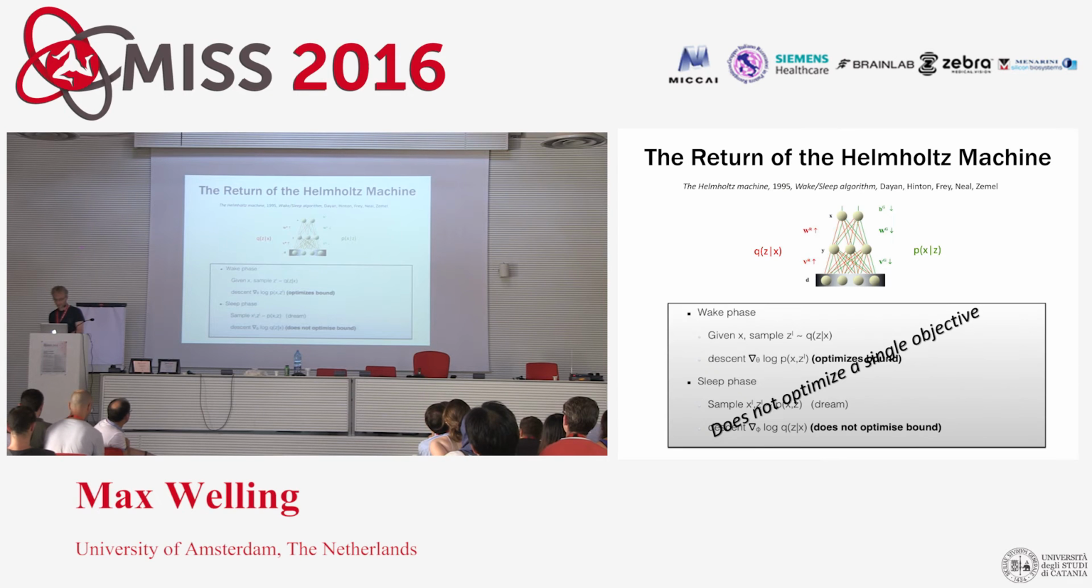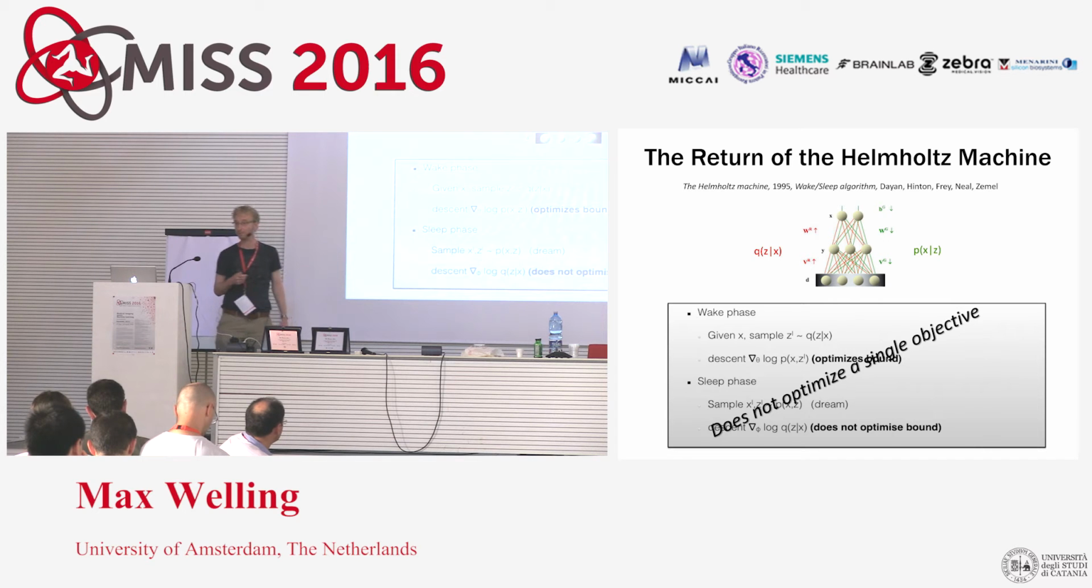Okay, so I just want to give a little bit of background on this idea that you have a generative model and a discriminative model. So we were not the first to think of this. So there is this paper. Everything seems to point back to Geoff Hinton in some way or other. So here's another one that goes back to Geoff Hinton and his collaborators, Peter Dayan, Hinton, Frey, Neal, Zemel. And that's the paper that they call the Helmholtz machine.